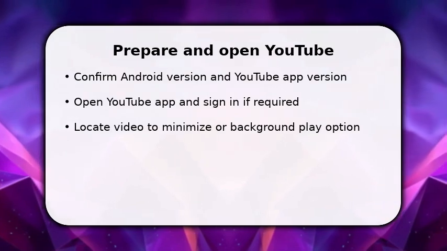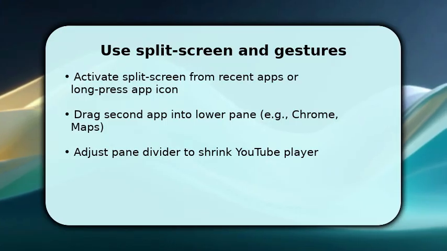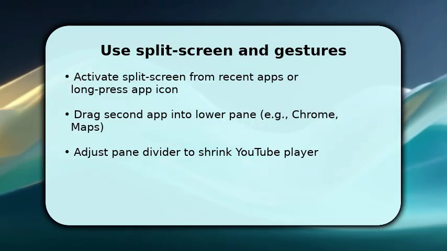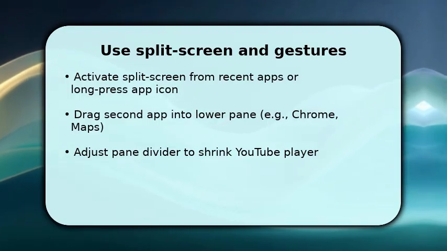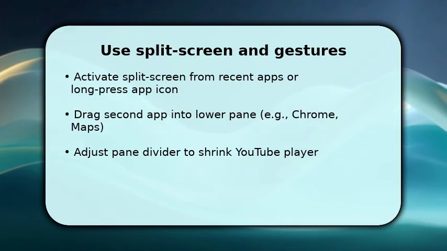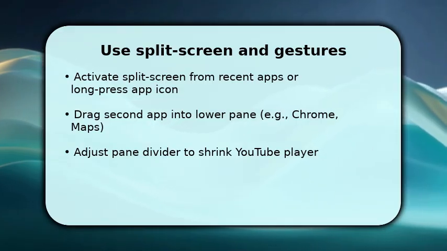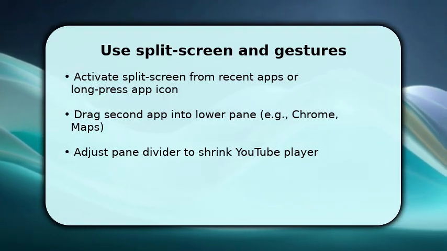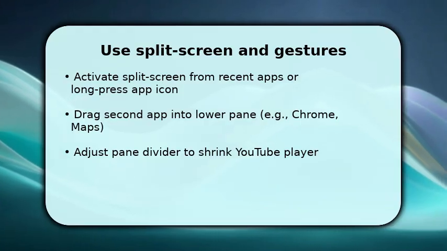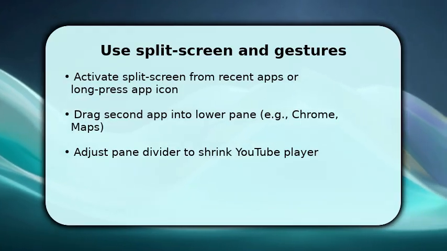With playback active, open recent apps and enter split screen by long pressing the YouTube icon or tapping the split screen control. This pins YouTube to the top or side. Select a second app to occupy the other pane, then drag the divider toward the second app to shrink YouTube to a small, usable rectangle. Once done, you can interact with the second app while audio continues.